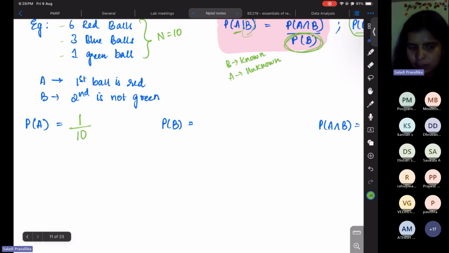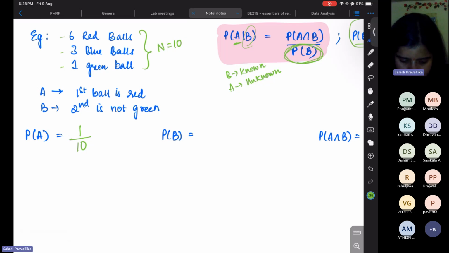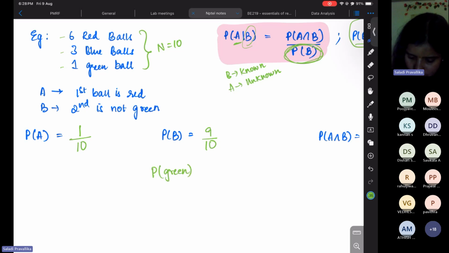So you can do it in two ways. One is that we have whatever green is there, you just close it off and we take the other numbers. So that is 6 plus 3, 9 divided by the total number. But instead, you can also do it like find how many number of greens are there. So I'll get just one ball out of 10, right? I don't want green. So which is nothing but 1 minus P of green.